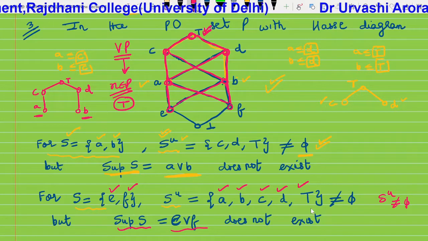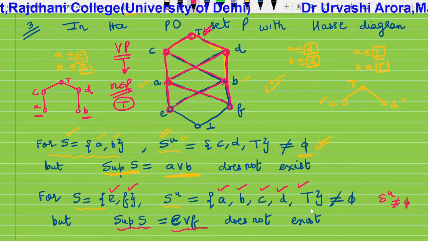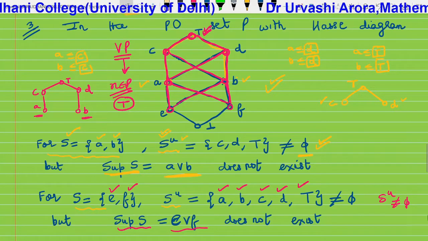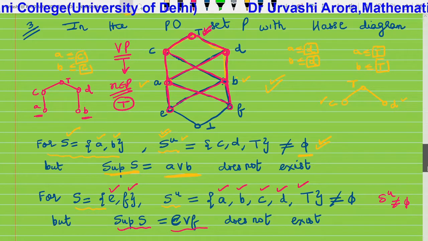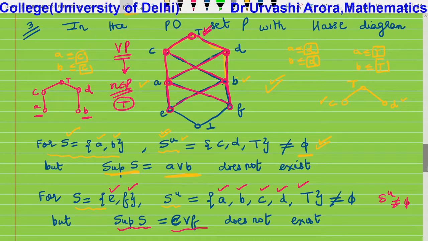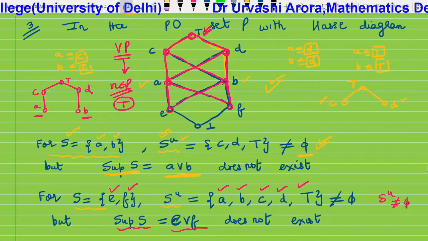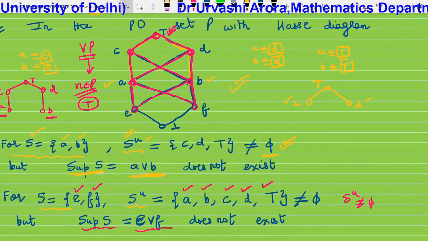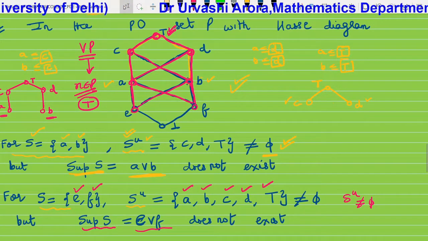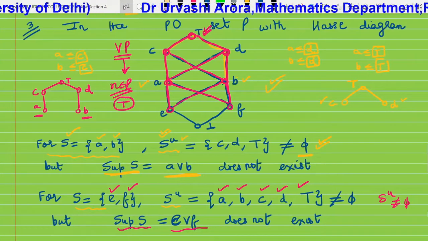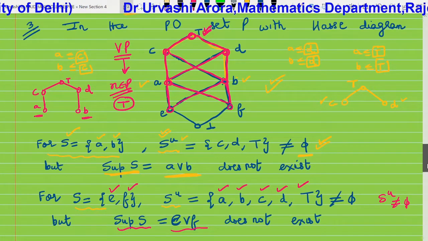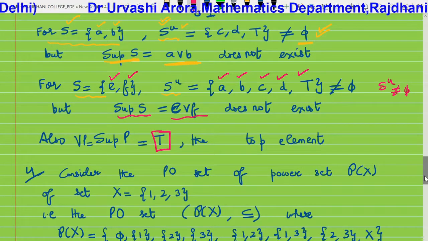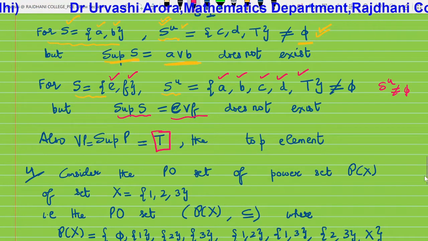So in that sense, T is an upper bound, and also it is the least upper bound because this is the only upper bound. From the Hasse diagram we can see that this is the only upper bound which P has. So this is the only element in P, the topmost element, such that all the elements of the PO set P are lesser than that. So the topmost element is the join of P. So that was the third example.